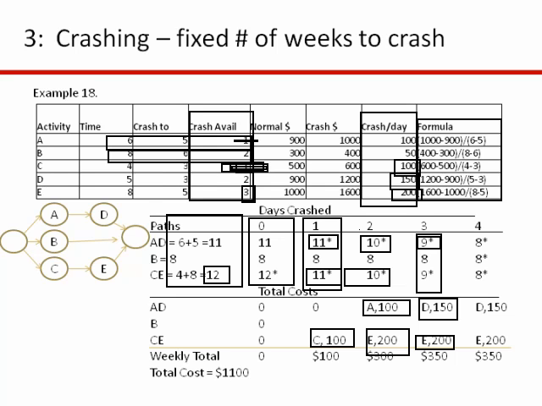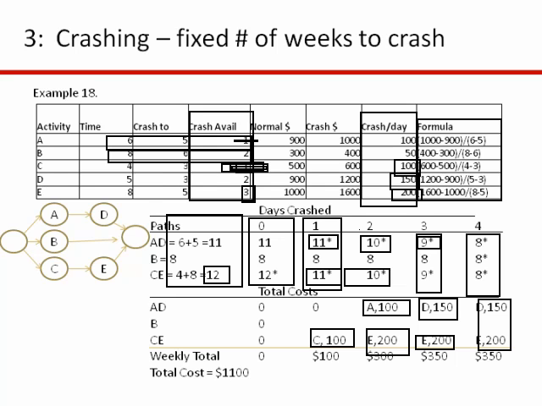And then finally, to go one more week, to go from 9 to 8, again, we're going to have to crash D and E, another $350. So the total cost to cut 4 weeks off of this project is $1,100.